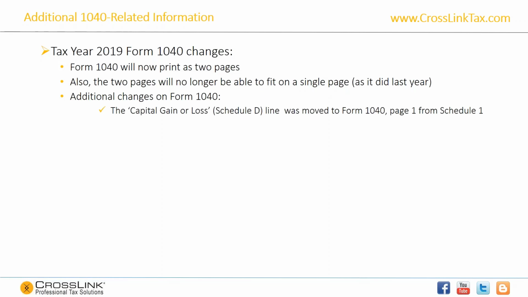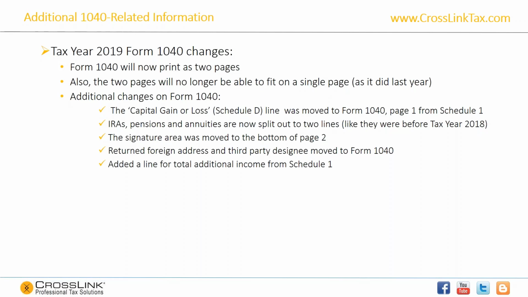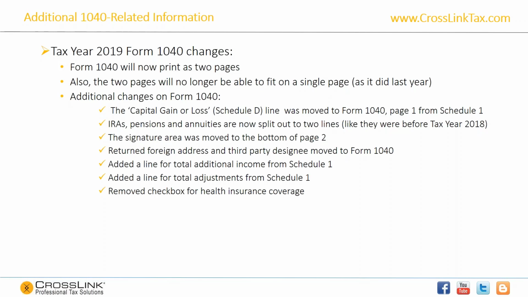Additional changes to the Form 1040 include the following. The capital gain or loss from Schedule D line was moved from Schedule 1 to Form 1040 page 1. On top of that, IRAs, pensions, and annuities are now split out into 2 lines like they were before tax year 2018. Additionally, the signature area was moved to the bottom of page 2. I believe it was at the top of page 2 or at the bottom of page 1 last year. Returned foreign address and third-party designees moved to Form 1040. There was an added line for the total additional income from Schedule 1 and an added line for the total adjustments from Schedule 1. Okay? So those are the changes, and we also removed the checkbox for health insurance coverage, which we covered just a couple of minutes ago.